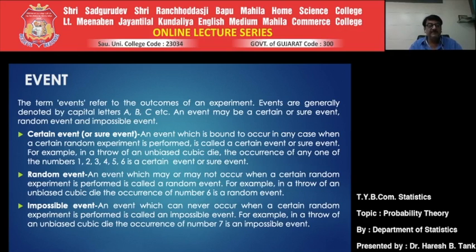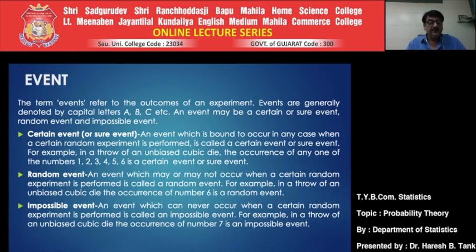Third type of event, which is called an impossible event. The word itself suggests that it is not going to happen in any condition. Even though, let us define it. An event which can never occur when a certain random experiment is performed is called an impossible event. For example, in throwing an unbiased cubic die, occurrence of number 7 is an impossible event.